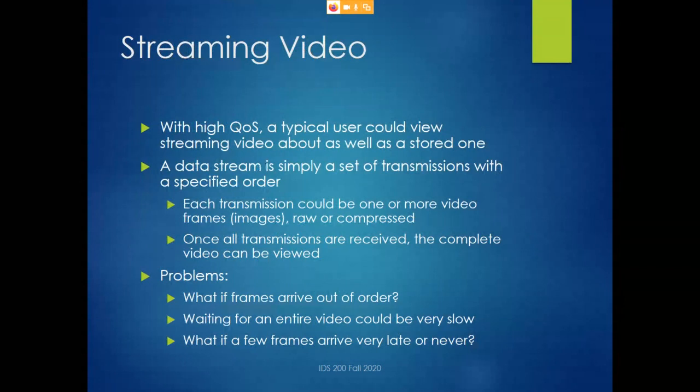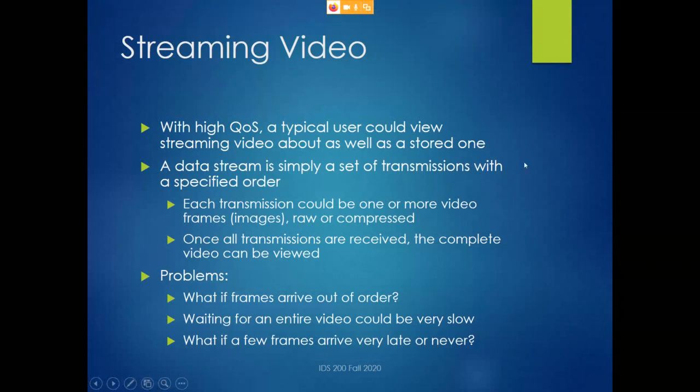Now, specific to streaming video, if you had very high quality of service for a streaming video application, that would mean that a typical user could view it, transmitted over the internet, with just about as much reliability and accuracy as they did from a stored video, right? You would have it flow very quickly as if you were pulling it from RAM on your machine.